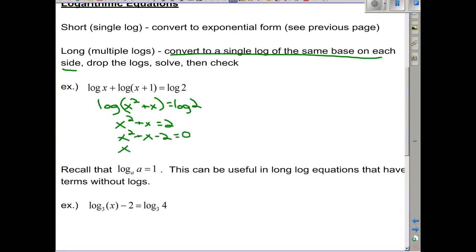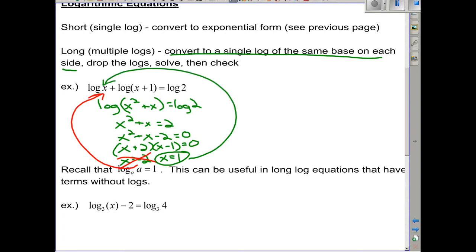Factor and solve. What adds to 1 and multiplies to negative 2? We can get plus 2 and negative 1, which gives us solutions of x equals negative 2 or x equals 1. Now we go back and see if either of those cause a problem. If I put in x equals negative 2 back here, I'll be taking the log of a negative number. That is not allowed. So this is an extraneous solution. It doesn't count for our final solution set.